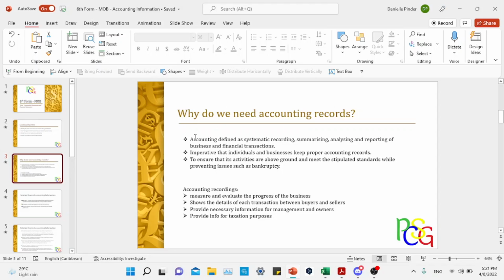So yeah. So as seen here, accounting is really defined as a systematic recording, summarizing, analyzing, or reporting of the business or any financial transactions that are taking place, whether it is between the business and the customer, or the business and another business, right?